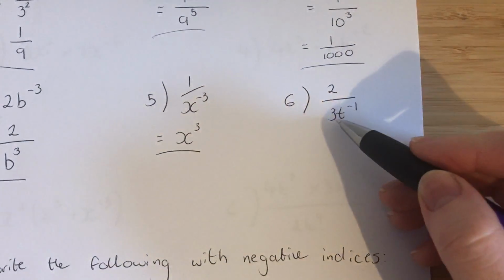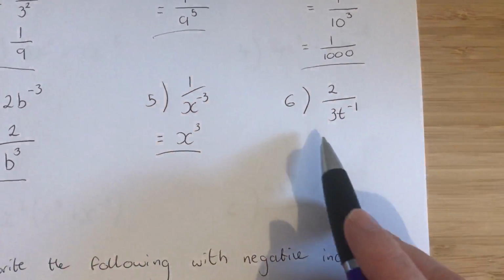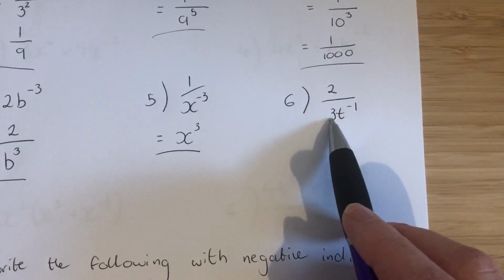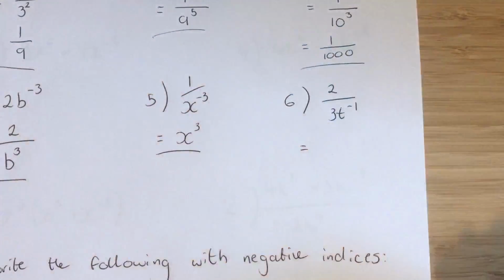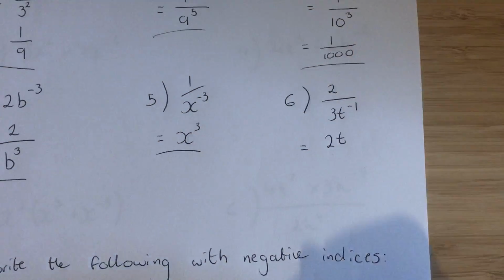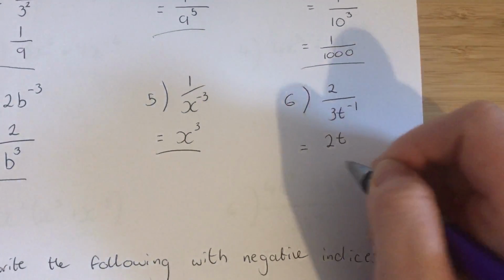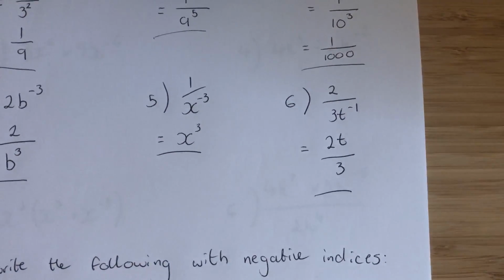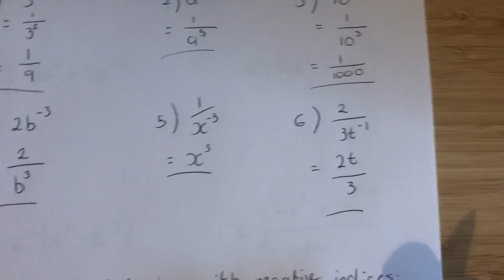Here, 2 over 3 t to the power negative 1. As you can see again, it's only the t that's the power negative 1. It's not in brackets, so it's not the 3 as well. So the 3 stays on the denominator and we bring t up to the numerator and change the power to positive 1, we can imagine is there, but we don't need to write that, over 3. Right, that's us starting to use some negative powers.